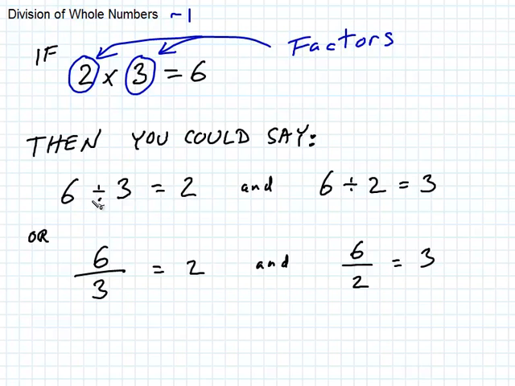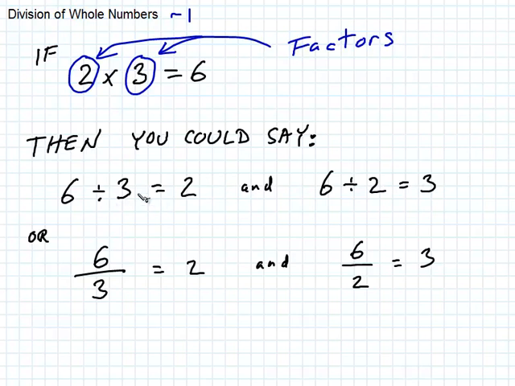So the result of a division problem is to say, what's the other factor? This number times something gives me 6. What's that other thing? Oh yes, 2. So since 2 times 3 gives me 6, 6 divided by 3 gives me 2. But I could also use the other factor here. I could say 6 divided by 2. Well, that's going to be 3, because 3 times 2 gives me 6.